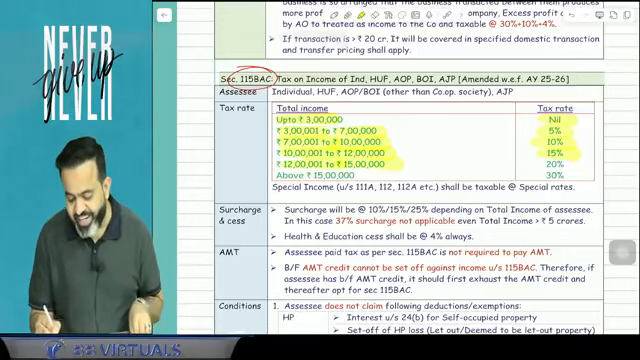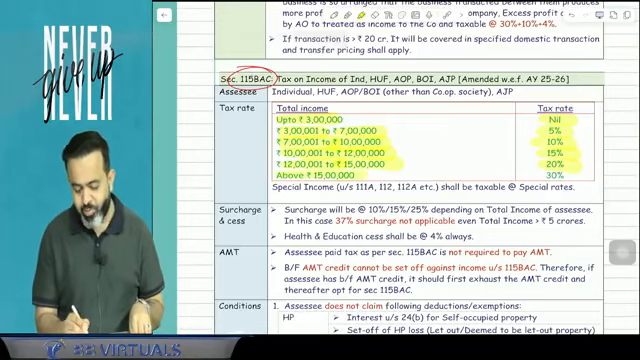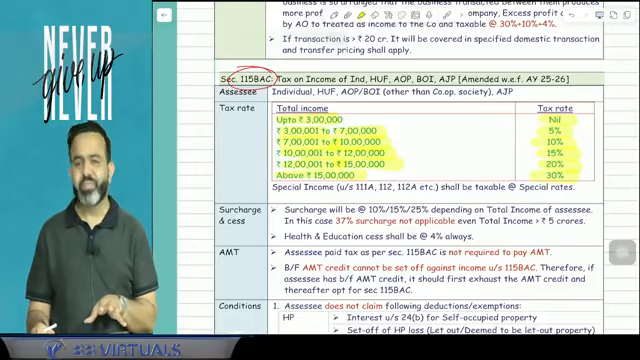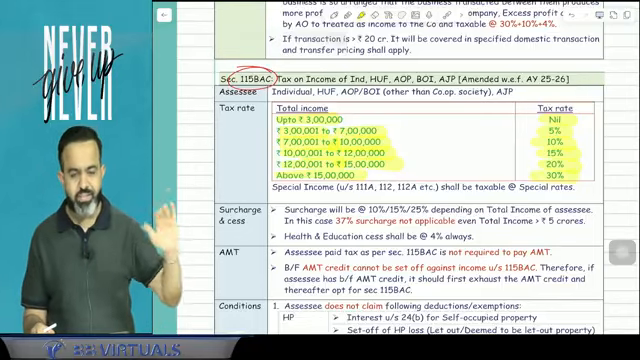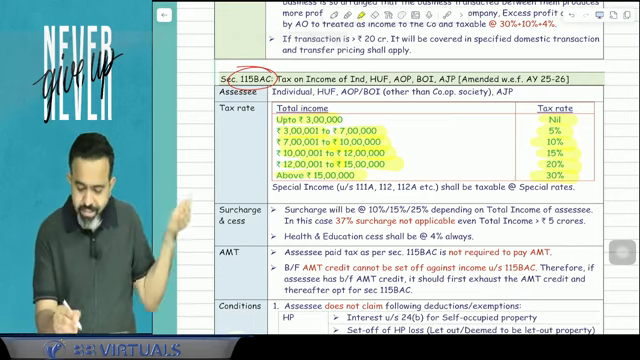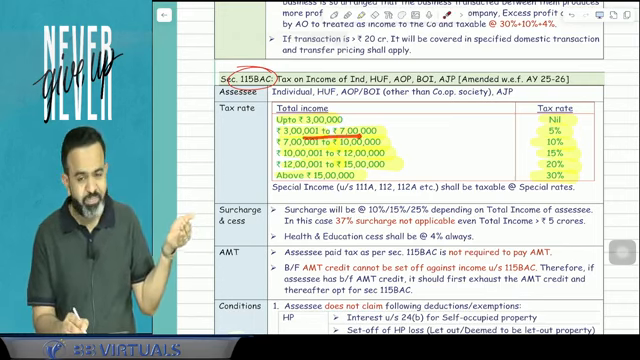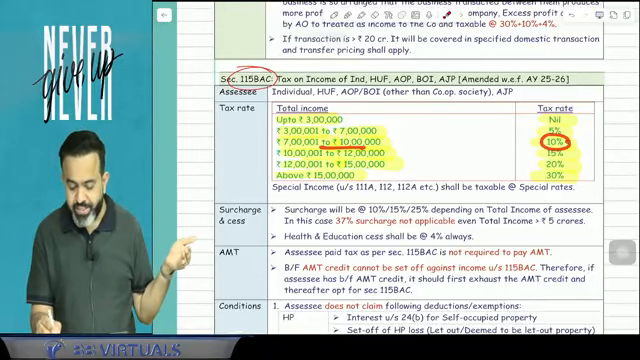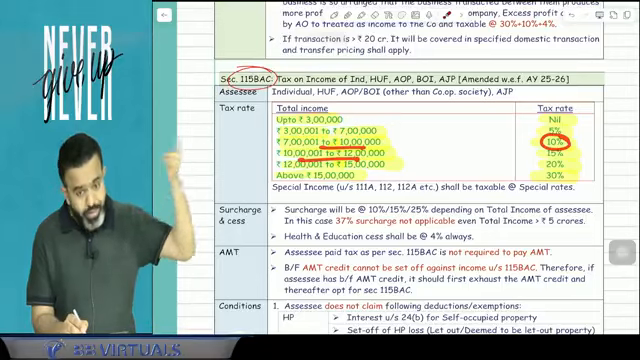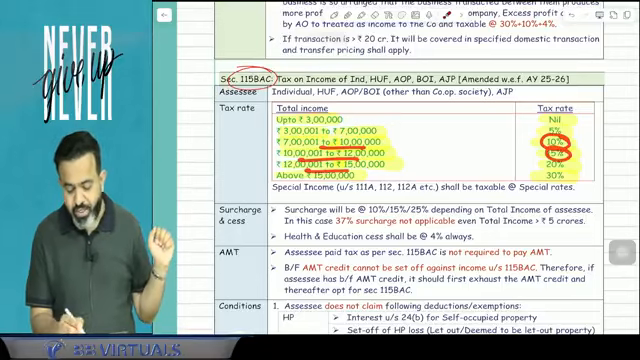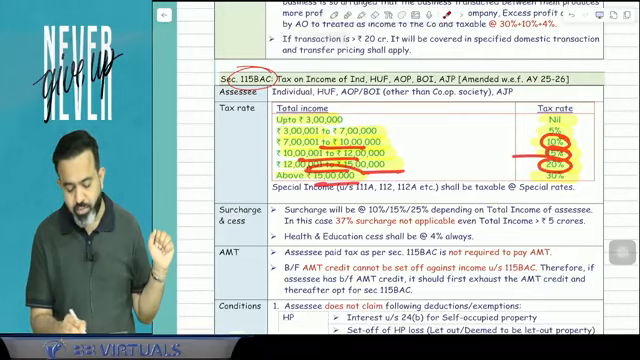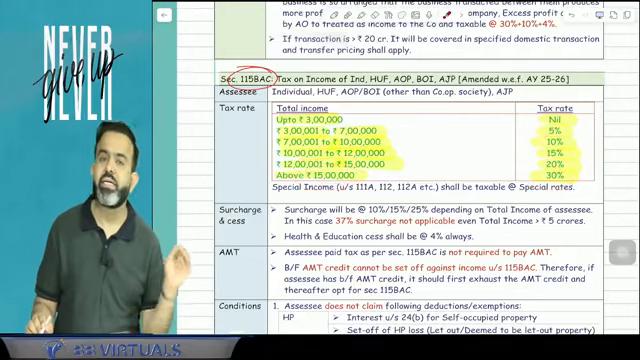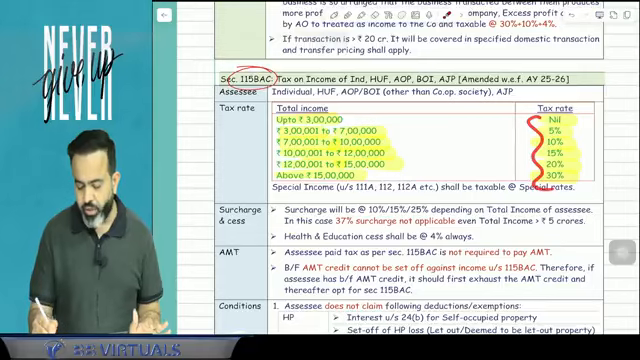12 lakh to 15 lakh, your tax rate is 20%. And above 15 lakh, tax rate is 30%. So up to 3 lakh, there is no tax. 3 lakh to 7 lakh, there is a gap of 4 lakh rupees. So 3 lakh to 7 lakh, 5%, 7 lakh to 10 lakh, 10%, 10 lakh to 12 lakh, 15%, 12 lakh to 15 lakh, 20%, and more than 15 lakh, 30% tax rate. So these are all the tax rates.